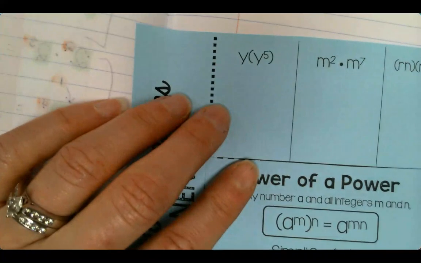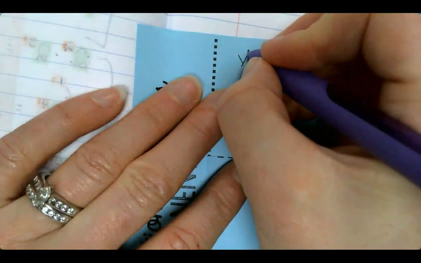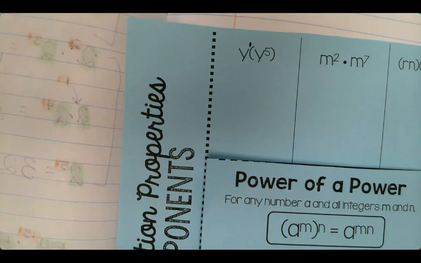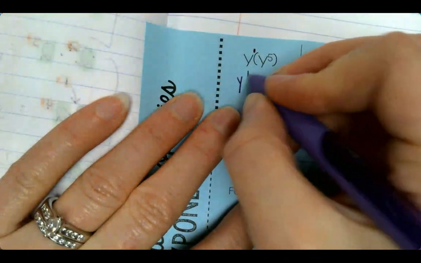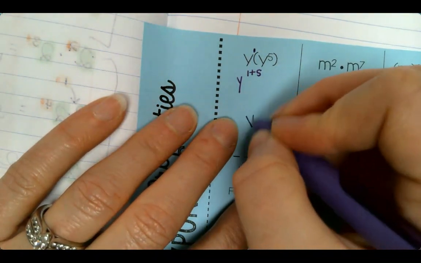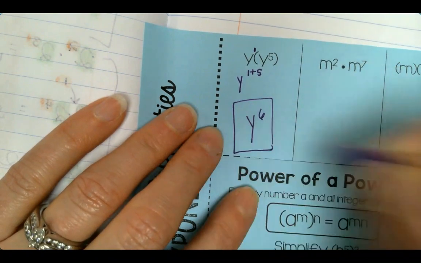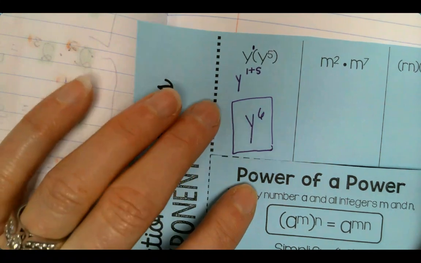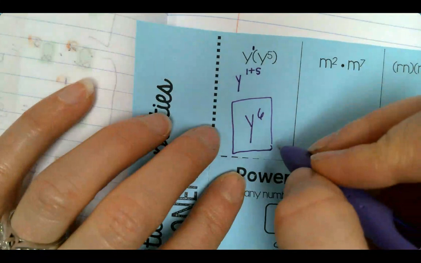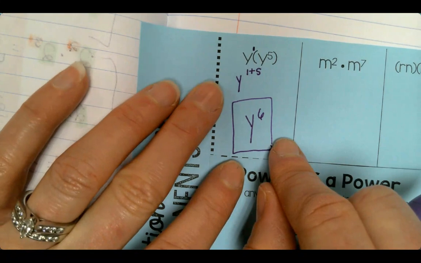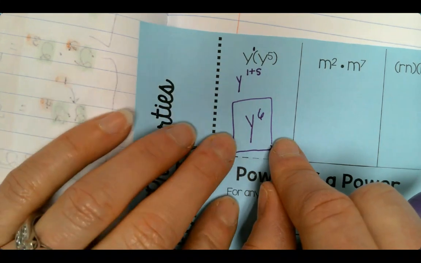It says y times y to the fifth. So when there's not an exponent, go ahead and put yourself a 1 there. So this would be y to the 1 plus 5, which is y to the 6th. Just do that expansion, and we're writing 1 plus 5 on this one. You don't have to do it on the ones from now on. Just do it on this one. Y to the 1 plus 5 is y to the 6th.